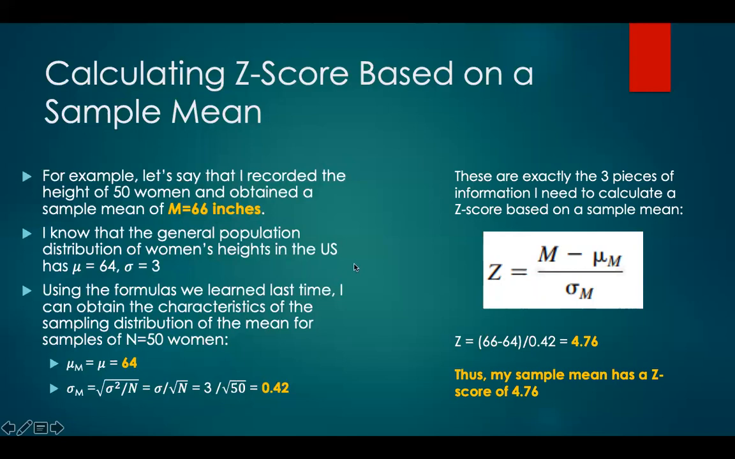Now, let's calculate the z-score. So our sample mean is 66 inches. The mean of the sampling distribution of means, or this null comparison distribution, is 64. So our sample mean minus the comparison mean divided by 0.42, which is that standard error of the mean. So we have a pretty large z-score, 4.76.